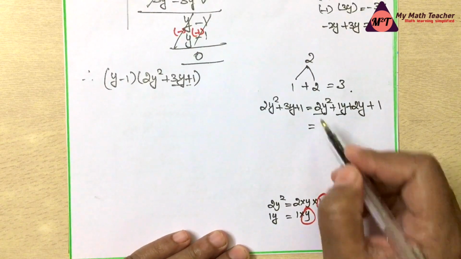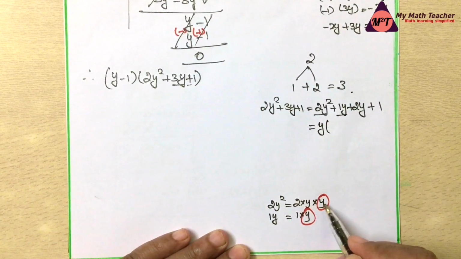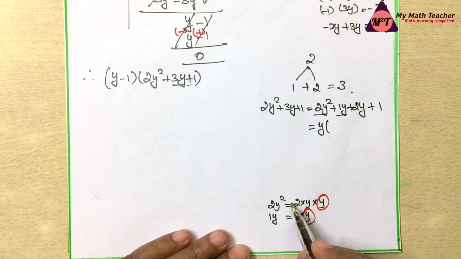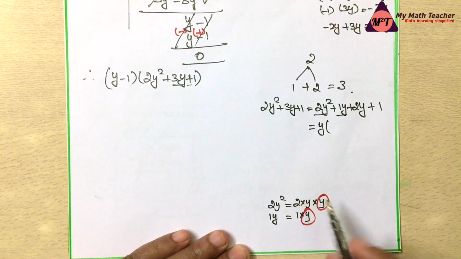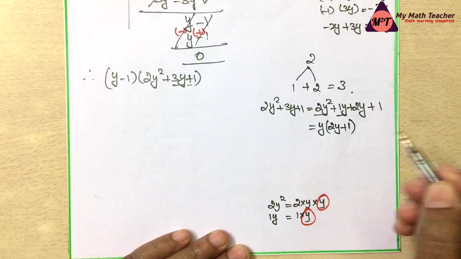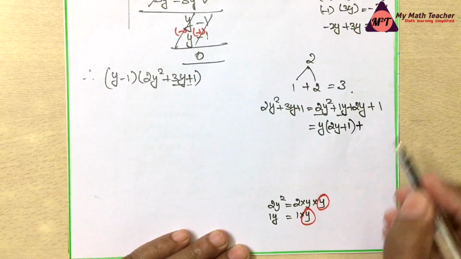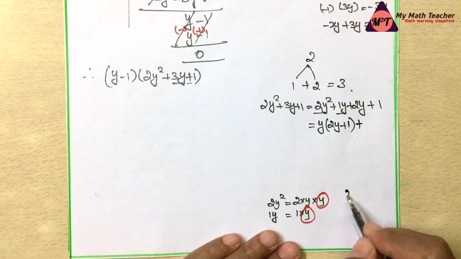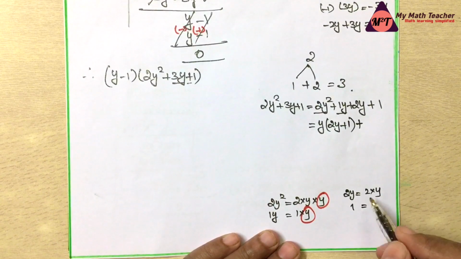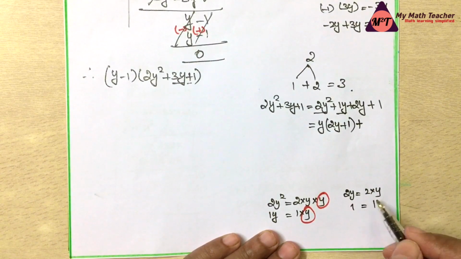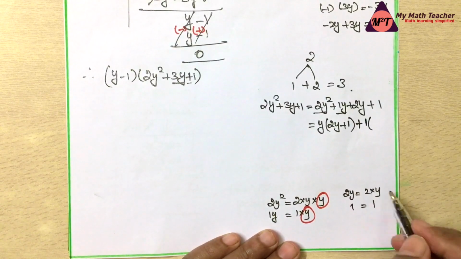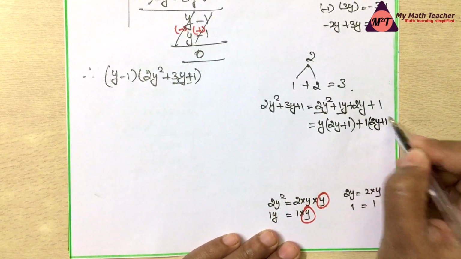Take the common factor outside. Write the common factor here, and inside the bracket write the left out terms: 2y plus 1. Now the same for the next two terms. 2y can be written as 2 into y, and 1 you can write only as 1. When you don't have anything common, 1 is the common factor. So write 1 here, and write 2y plus 1.